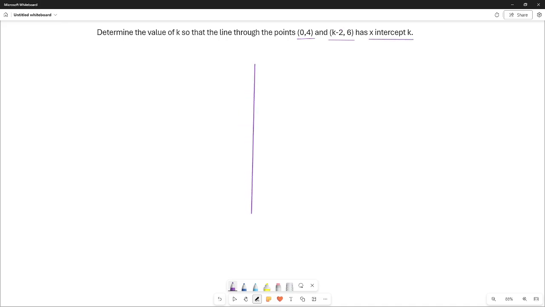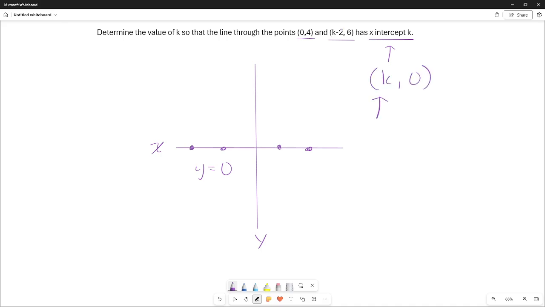Now an x-intercept on a graph would look something like this, where your point is somewhere on the x-axis, so x and y. This means that your x-intercept will always have the y value of 0. So y will always equal 0 whenever you have an x-intercept. So here, that means that x-intercept k can be rewritten as (k, 0), with k being our x value, and 0 being our y value.